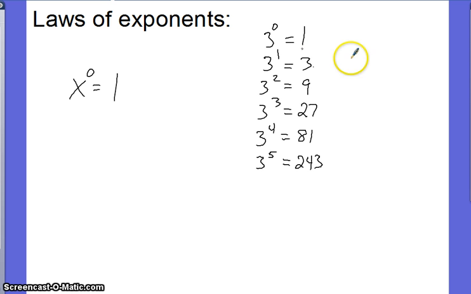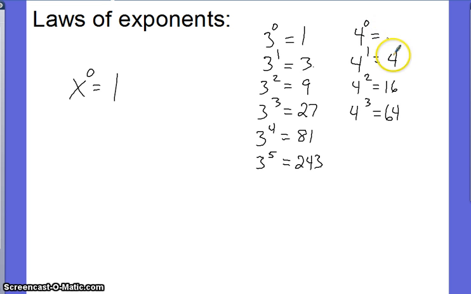Let's do it with 4. 4 to the 1st, 4 squared, 4 cubed. 4 to the 1st is 4. 4 squared is 16. 4 cubed is 64. Again, we're multiplying by 4 to go this direction. To go the other direction, divide by 4, divide by 4. So that means 4 to the 0 is 4 divided by 4, which is 1. So our law for exponents is anything raised to the 0 power is 1.